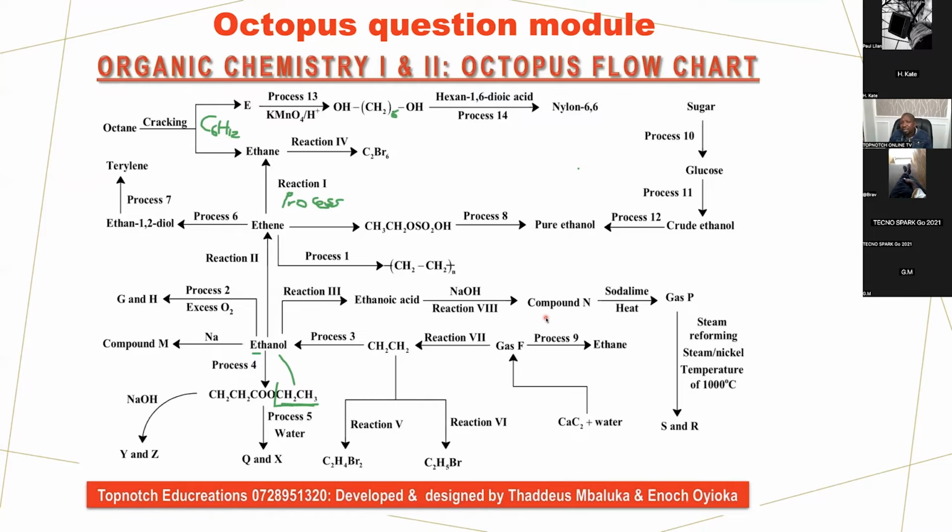Methane undergoes steam reforming in the presence of a nickel catalyst, with temperature maintained at 1000, to get two products, which are what? Hydrogen gas. Hydrogen gas plus what? Plus carbon monoxide.